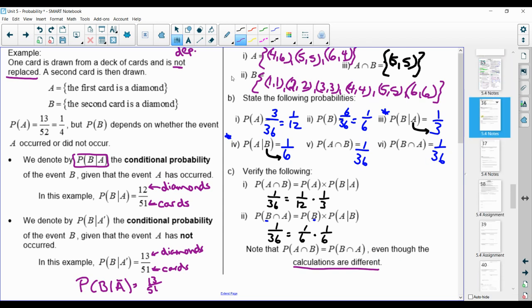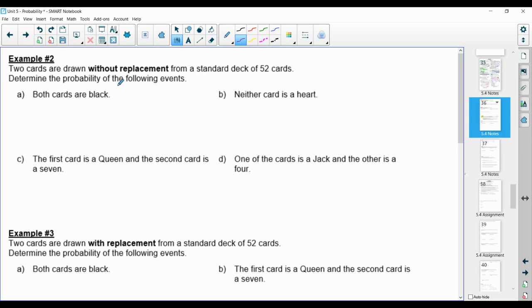All right, let's continue on with some examples here. So we're going to look at some card questions here where we're dealing with replacement and without replacement. So the first question says that 2 cards are drawn without replacement from a standard deck of 52 cards. Determine the probability of the following events. The most common mistake when we're dealing with questions with cards is not reading carefully and seeing whether it's with replacement or without replacement. That's an important piece that determines which formulas we use.